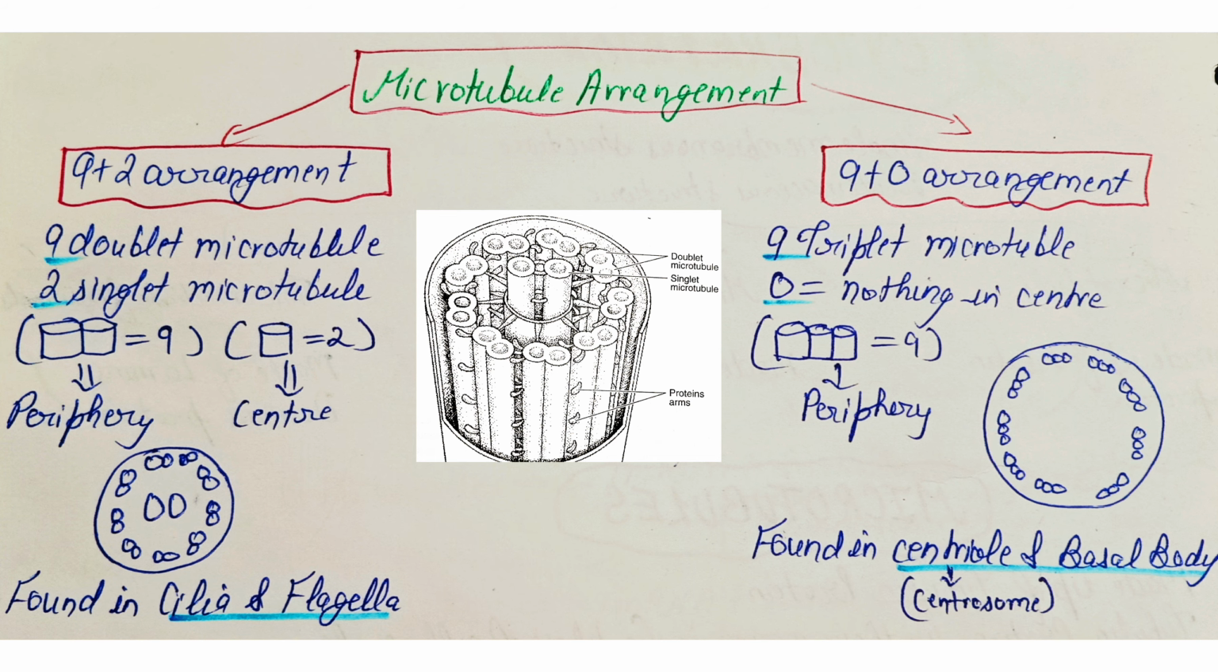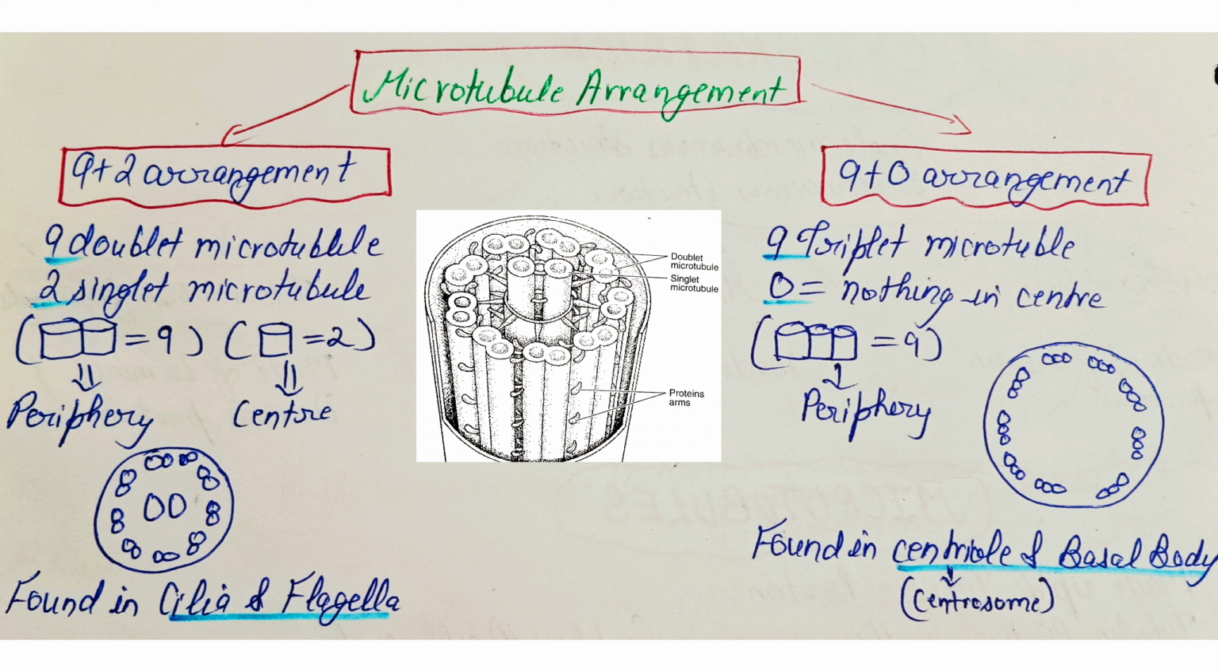After this we have the arrangement of these microtubules. The microtubule shows two types of arrangement. First one is the 9 plus 2 arrangement and the second is 9 plus 0 arrangement. In 9 plus 2 arrangement, the 9 doublet microtubules are associated with the 2 singlet microtubules. The doublet microtubules are present towards the periphery and the singlet is at the center. So the 9 sets of doublet are at the periphery and the 2 singlets are at the center. This 9 plus 2 arrangement of microtubule is seen in the cilia and flagella.